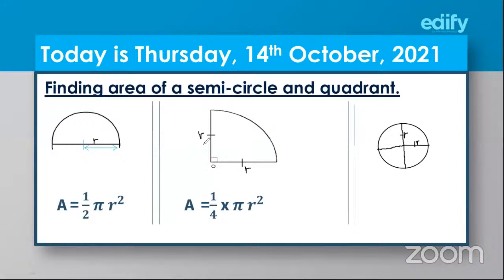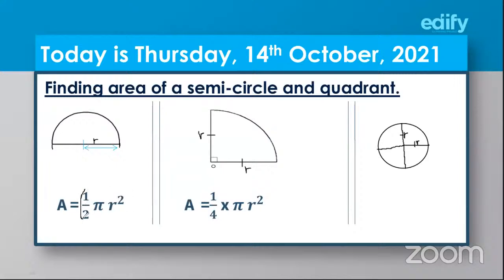Now for a quadrant, they give us the radius straight away. But for a semicircle, sometimes they can give us the radius or the diameter. So once the diameter is given, you must change that diameter into radius, and then you can use the formula: area equals a half pi r squared.